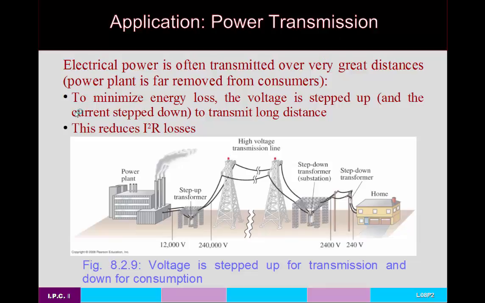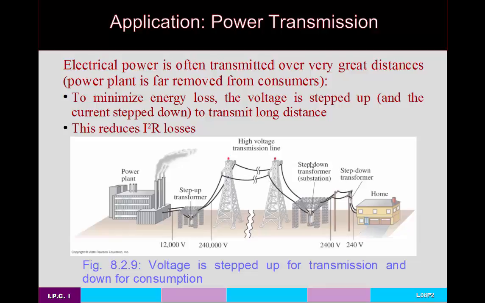Basically, power transmission says we generate power at our power plant, be it a dam, a coal plant, a nuclear plant, wind power, whatever. And then you send that immediately to a step-up transformer. So maybe you get 12,000 volts out of the power plant, you step it up to 240,000 volts. Then you go through high voltage transmission lines that have very low current and therefore very little loss. The I squared R loss will be very small because the current is lower here.